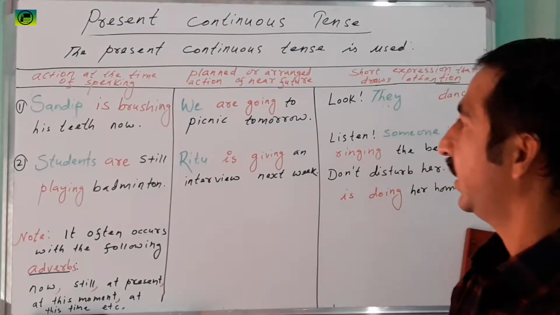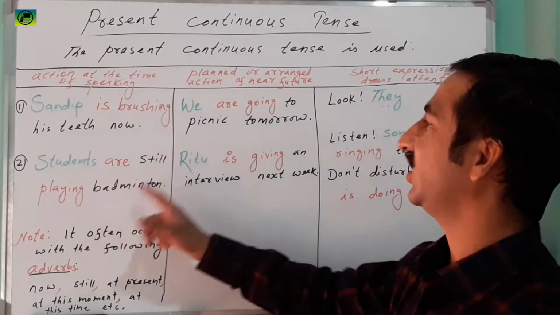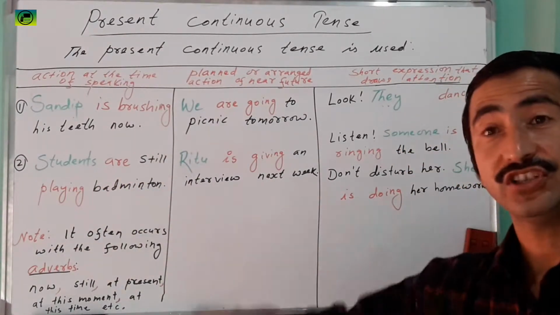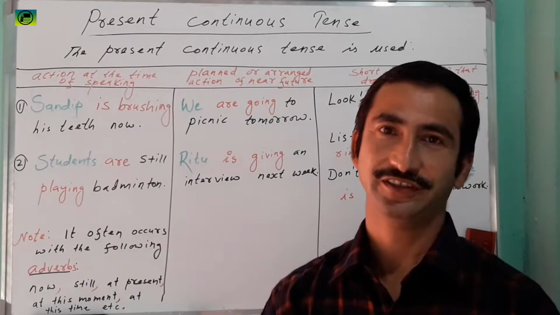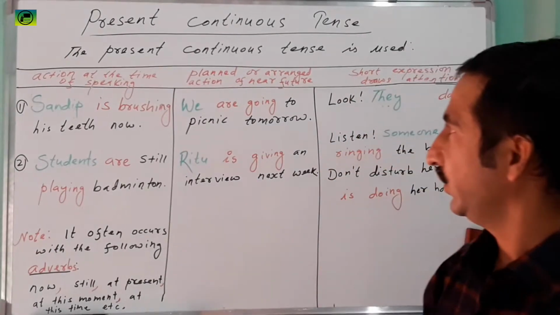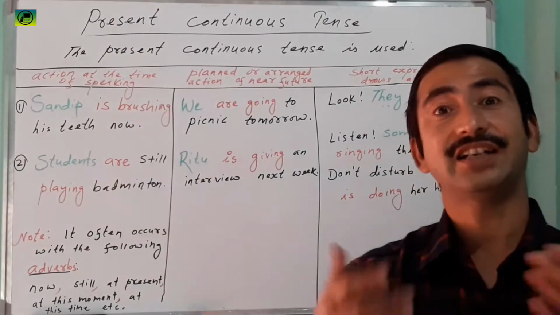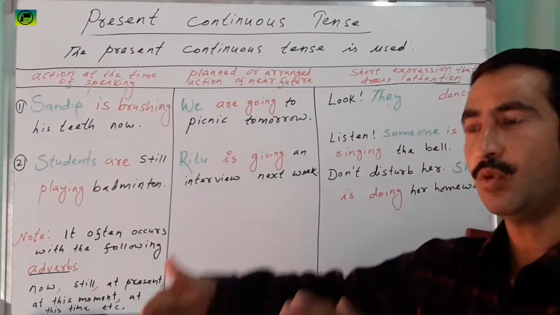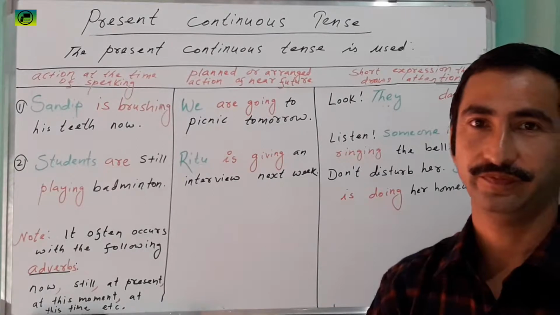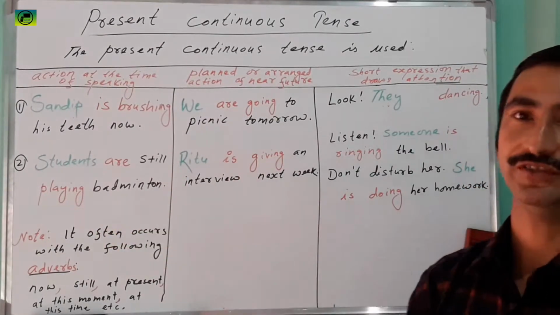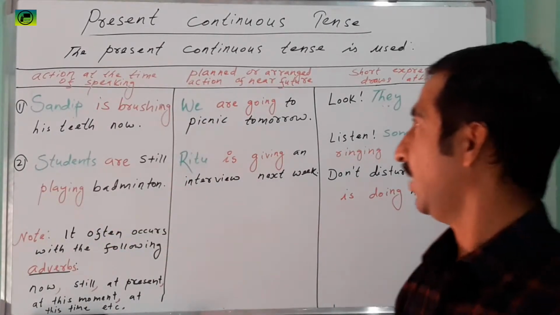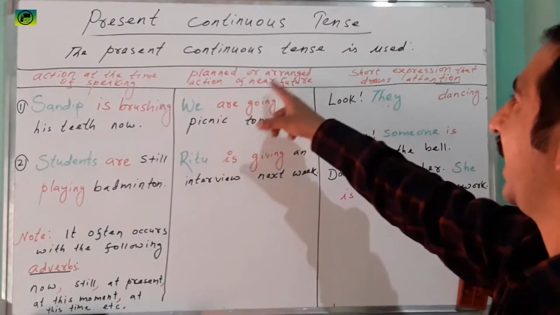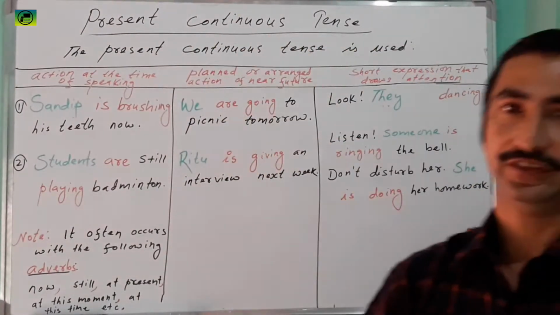Okay. So now look here. The students are still playing badminton. They are still playing badminton. So these are actions at the time of speaking. We are talking, and now at this time what are the students doing? They are still playing badminton. And now look here: planned or arranged action for near future.